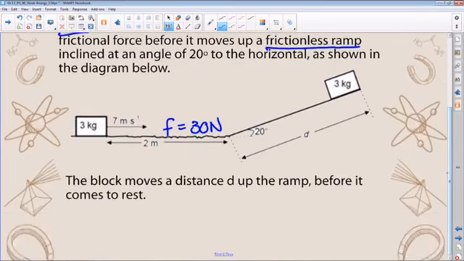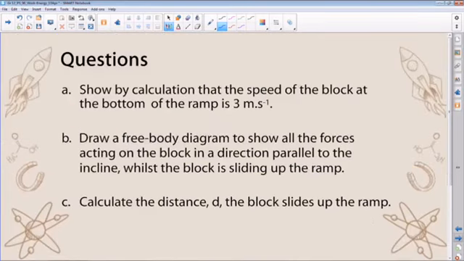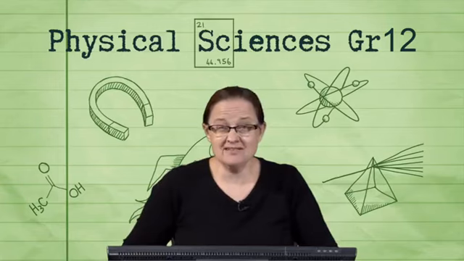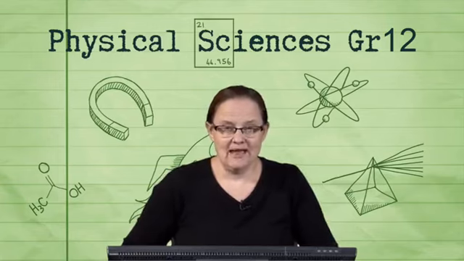The questions say, show by calculation the speed of the block at the bottom of the ramp is 3. Then I want a free body diagram of the forces acting on the block in the direction parallel to the incline. And then I want to know the distance it goes. So I'm going to give you 3 minutes, and we're going to see how far you get. Your 3 minutes start now.